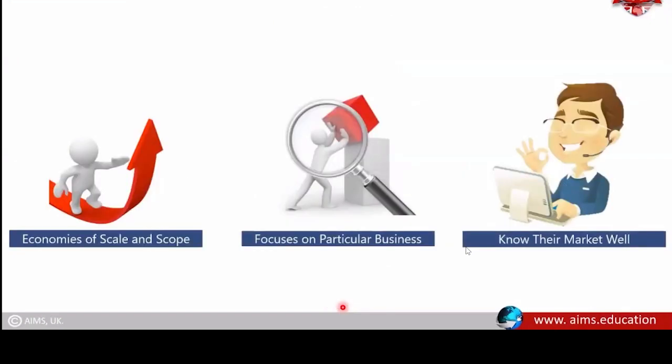Ano ba yung benefits ni lateral or integrated? So economies of sales and scope. So mas control and also mas kita nila yung movement ng product kasi from the raw materials, the finished goods is control nila. Focuses on particular business. So yun nga, they have one specific product to sell. So mas particular yung business and mas easy to control and also to check if the product is patok dun sa market. They know their market well.